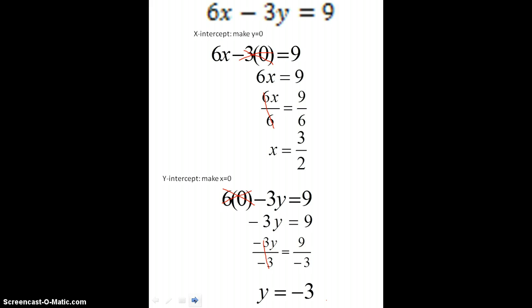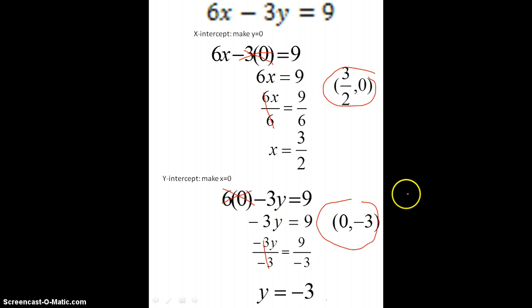So my x-intercept, remember, it needs to be a point. So y is always 0, so it's 3 divided by 2, 0. And my y-intercept is 0, negative 3. So these are my intercepts.